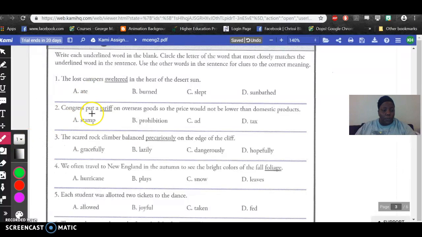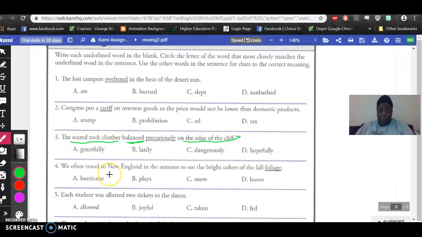Number 3, the scared rock climber balanced precariously on the edge of the cliff. What does the word precariously mean? We have choices of gracefully, lazily, dangerously, or hopefully. Okay? So you know the rock climber is scared, right? And he balanced, though, precariously on the edge of the cliff.